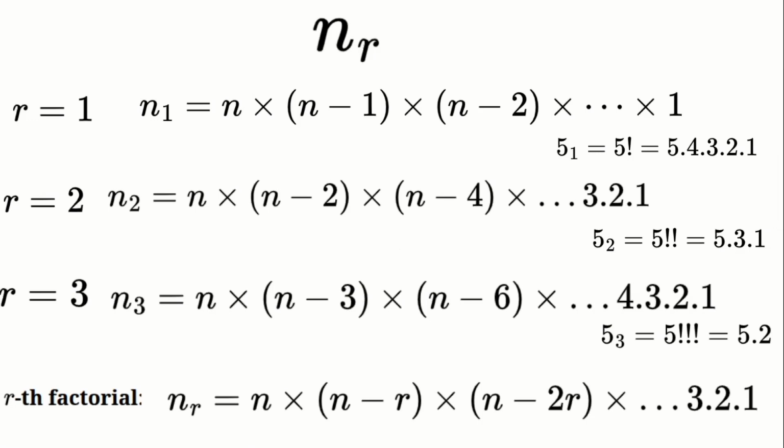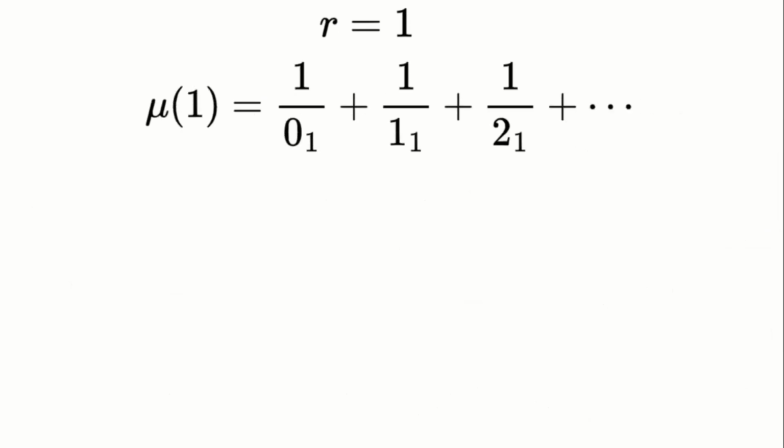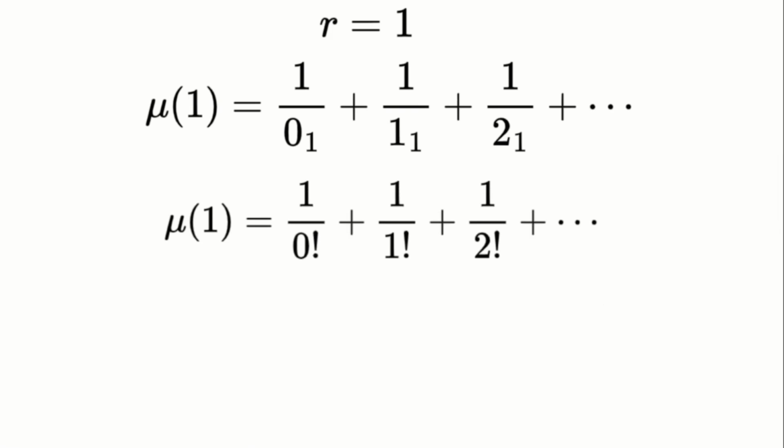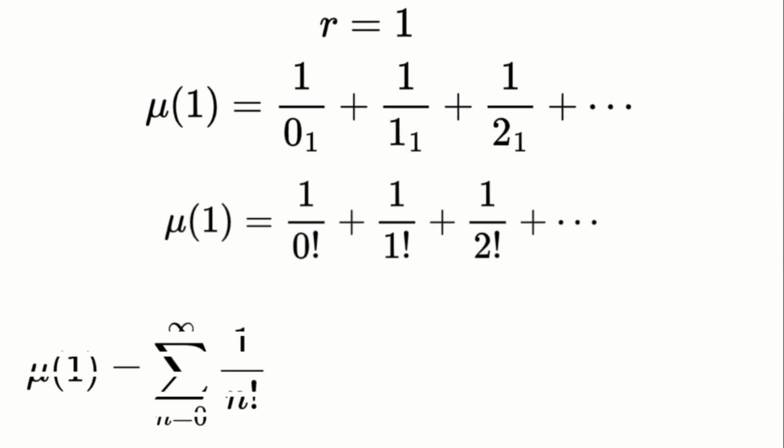Now that we understand how these factorials work, let's see what happens when we apply them to the mu function. If we choose r to be 1, meaning we use the normal factorial, the mu function becomes a famous mathematical series. It starts with 1 divided by 0 factorial, plus 1 divided by 1 factorial, plus 1 divided by 2 factorial, and so on, forever. This particular series is very well known. It's actually the definition of Euler's number, which is about 2.718. So in this case, the mu function gives us Euler's number.